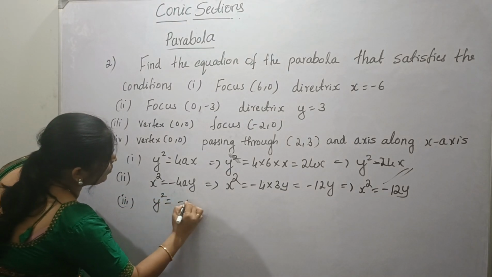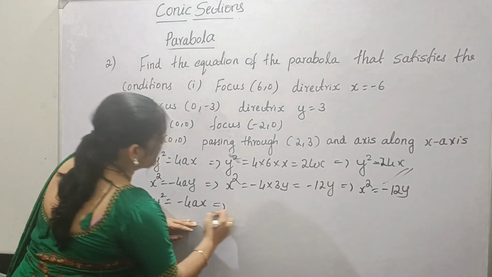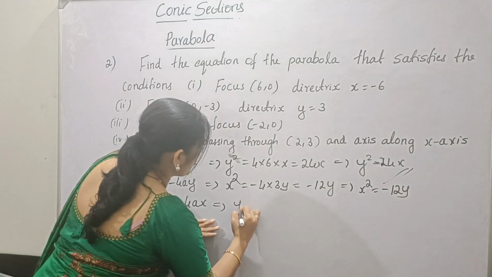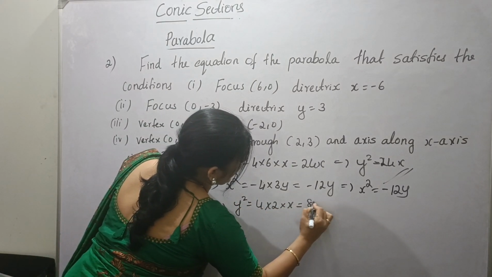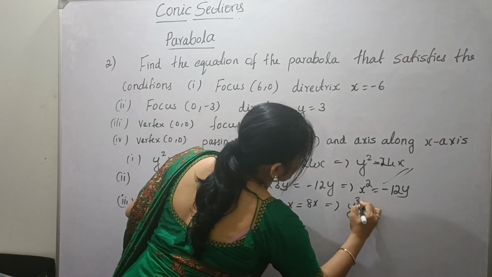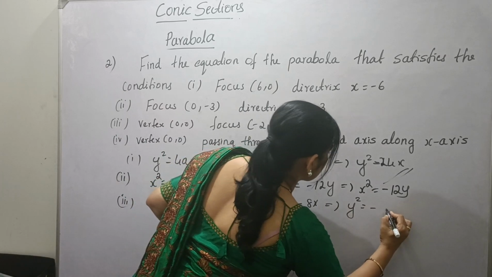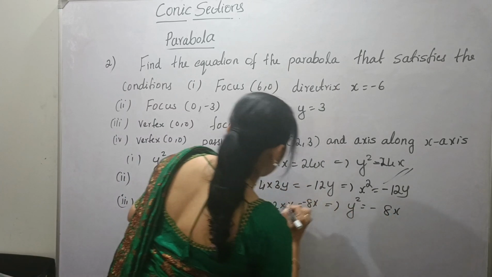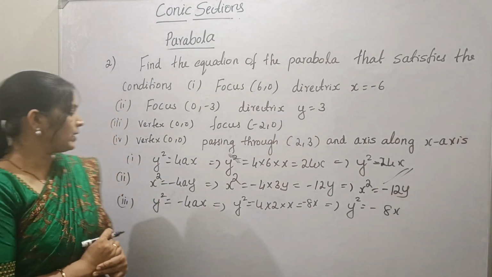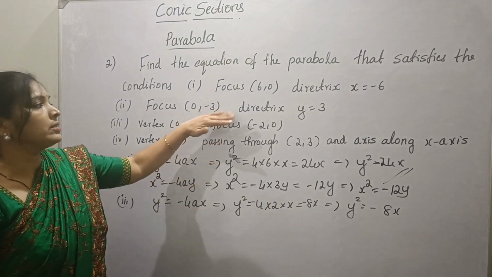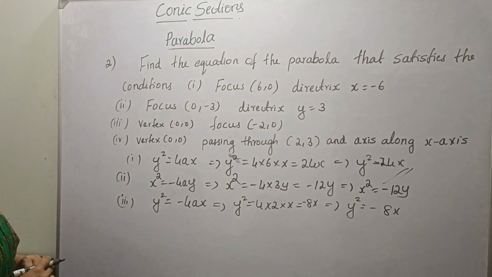y square is equal to minus 4ax. Okay, negative x-axis. So, what is the a value? 2. So, y square is equal to minus 4 into 2 into x, that is minus 8x. That implies y square is equal to minus 8x is the equation of this parabola. Okay. So, next question, third is done.